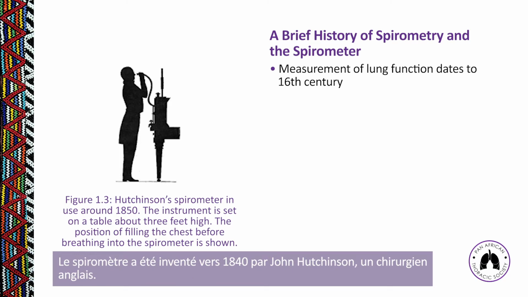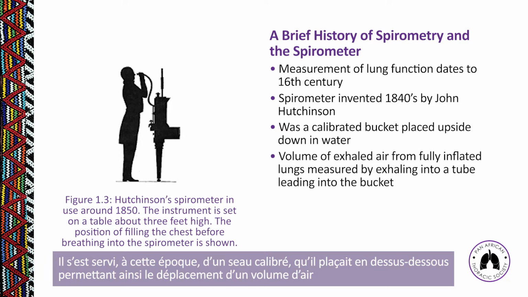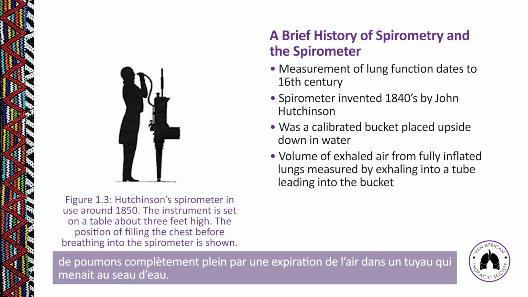It was only really in around about the 1840s that the spirometer was originally invented, and that was done by an English surgeon by the name of John Hutchinson. The device that he used at that stage was essentially a calibrated bucket that was placed upside down in water, and then the volume of air exhaled from fully inflated lungs could be accurately measured by exhaling into a tube leading into the bucket of water.